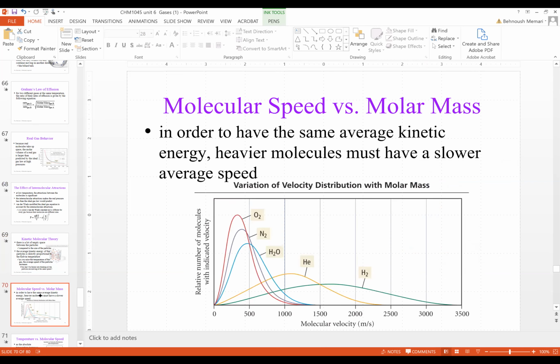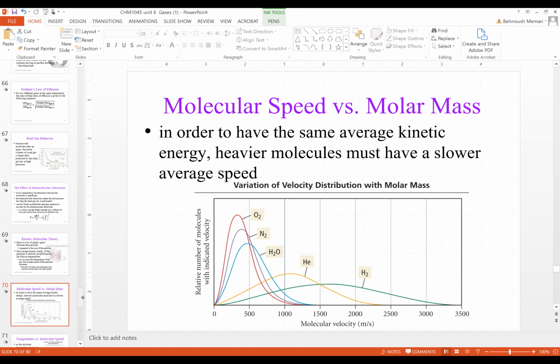So if you look at this diagram, one of the factors is the molar mass. The higher the molar mass, the lower the velocity is going to be. And hydrogen, which is the lightest gas, is going to have the highest velocity.